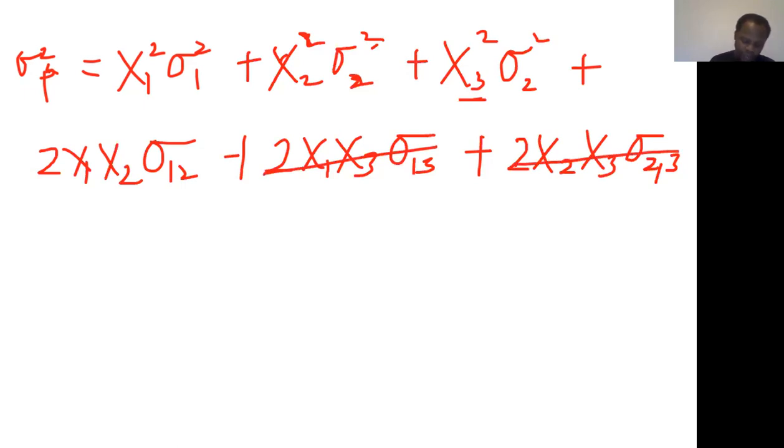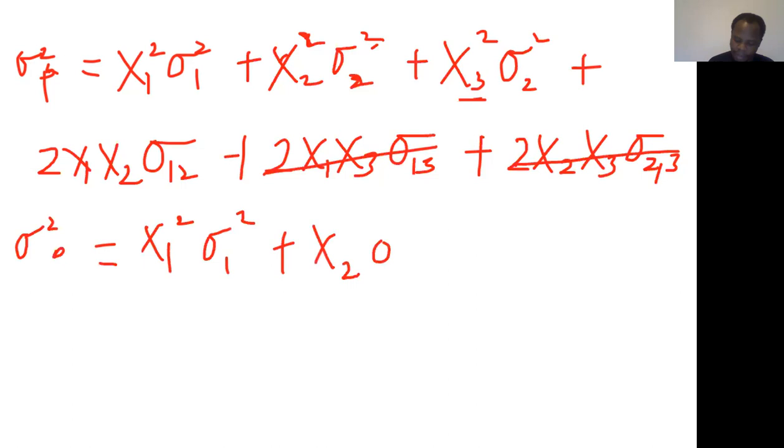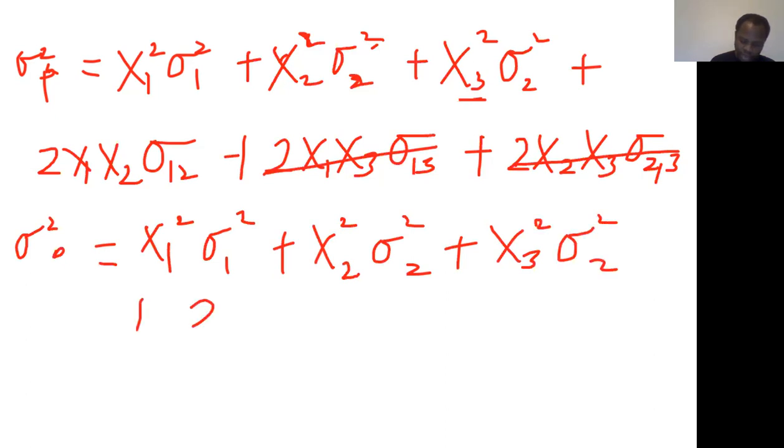So that means our new variance now becomes x1 plus x2 plus x3 plus 2 x1 x2 covariance of 1 and 2. Great. So what it means is that, let's look at it.